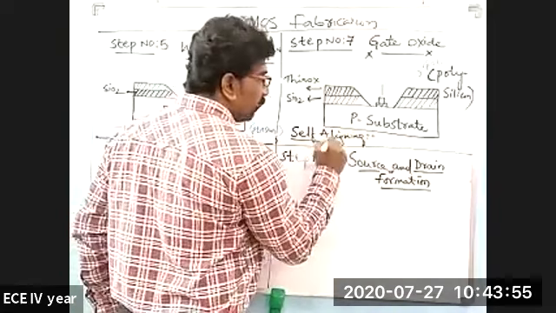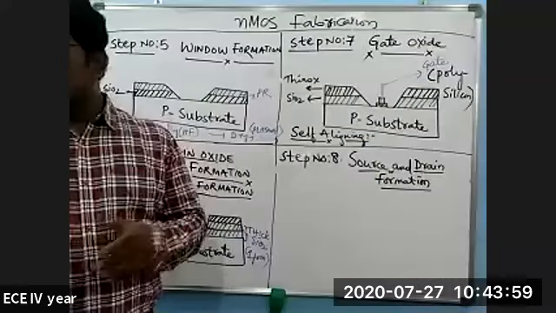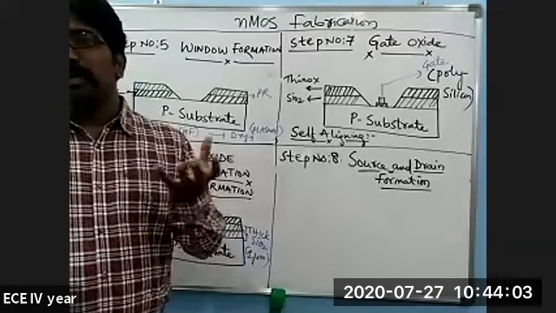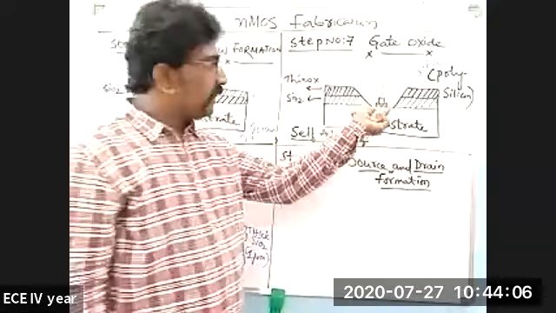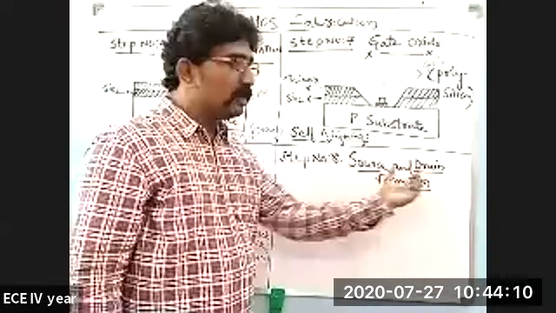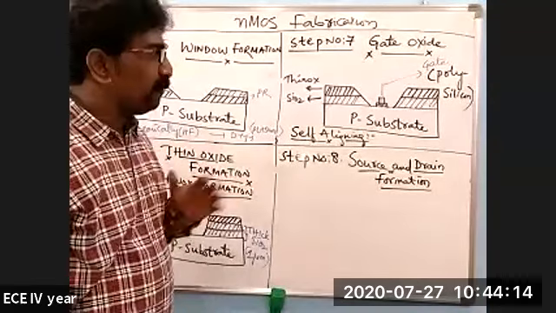Self-aligning is a very important word in fabrication. Self-aligning is nothing else but a process where the SiO2, the thin oxide and the thick oxide are used in order to protect that region of the gate terminal from getting diffused by the impurities which have been used for the source and drain terminals. Now let us see the source and drain formation.